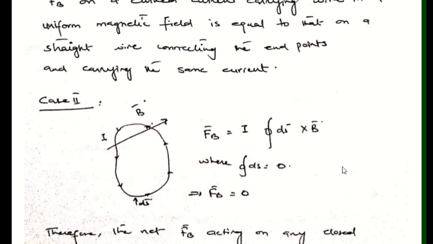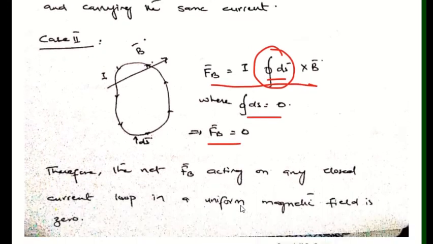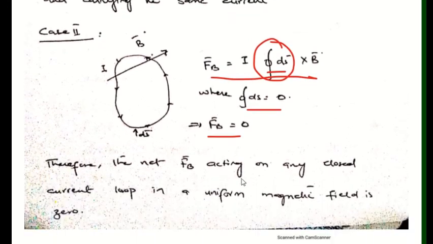In case 2, we'll be considering a closed loop of current carrying conductor which is placed in a uniform magnetic field. To find the magnetic force, we write the equation, and here the length element will have a closed loop integral, and we know that when we have a closed loop integral we get 0. So if this is 0, then the total magnetic force will be 0. Therefore the net magnetic force acting on any closed current loop in a uniform magnetic field is 0.